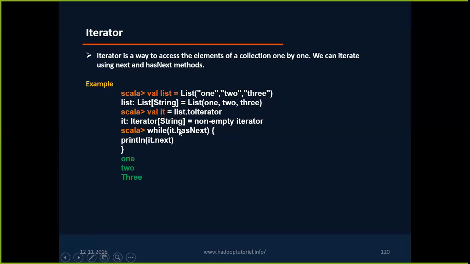So one is iterator.hasNext, which returns a boolean value, true or false. If the next element is present in the collection, then it returns true. So as long as the next element is still existing, I'll keep on processing those elements. So iterator.next retrieves that next element. This while loop, while it.hasNext, println of it.next, prints all the elements of this.